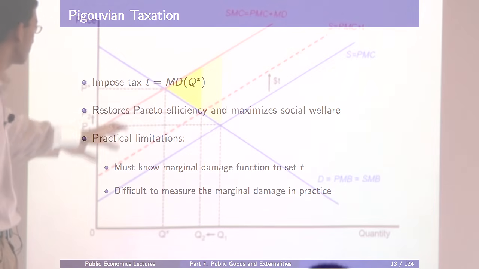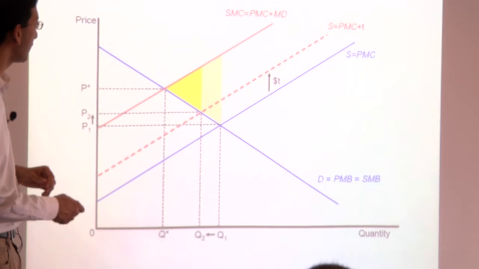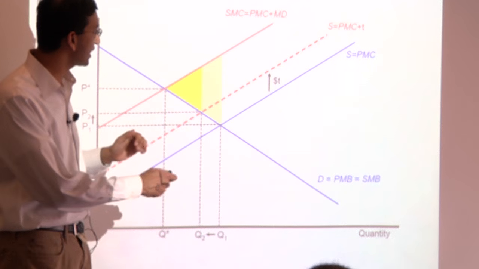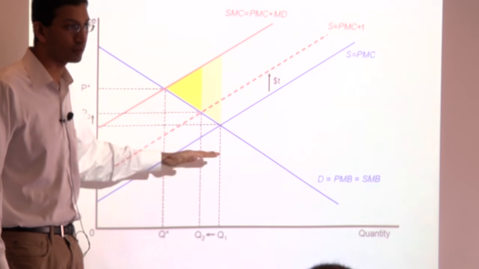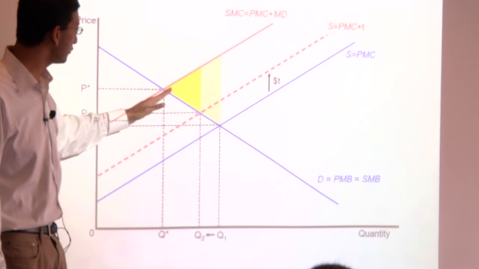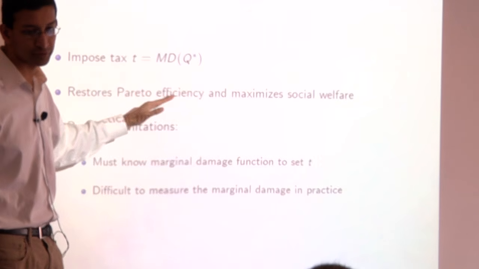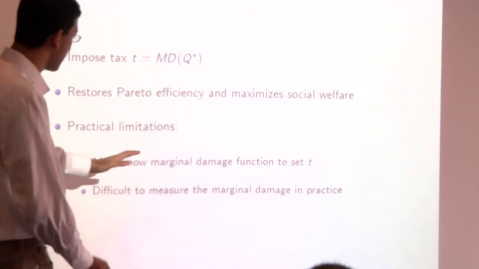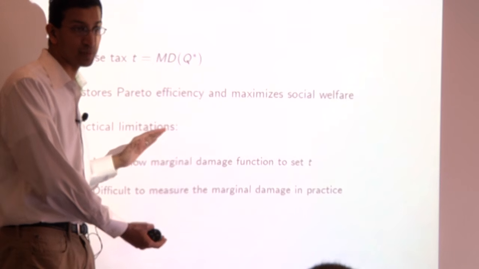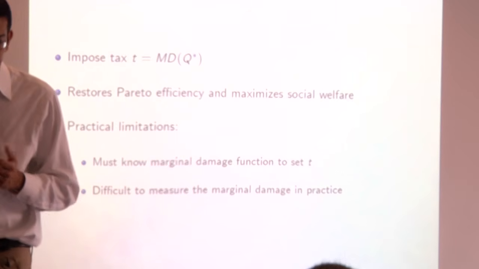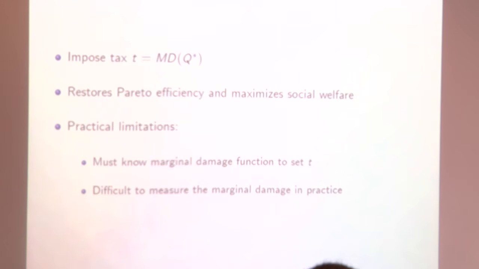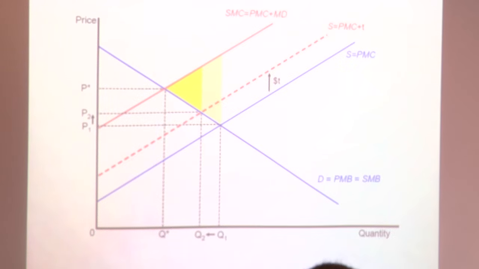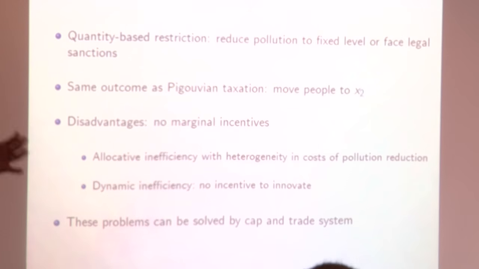So let's just see how this works in this graph. So we were in this market equilibrium here, and then I impose this tax of t. I'm basically going to shift the marginal cost curve upward. And if I get the t right, I can bring us back to this point. So obviously one of the challenges is that, in order to set t properly, you need to know what those marginal damages are. And that's difficult to measure in practice, as we'll talk about when we come to the empirical work. So that's the price-based method, very simple idea.